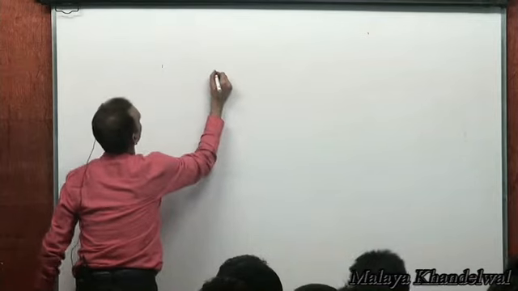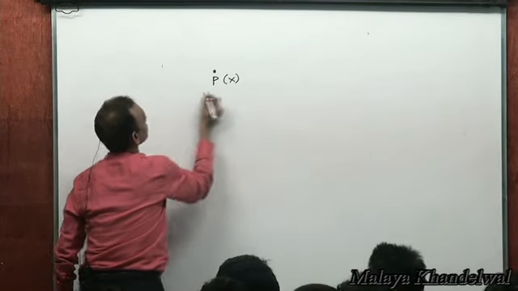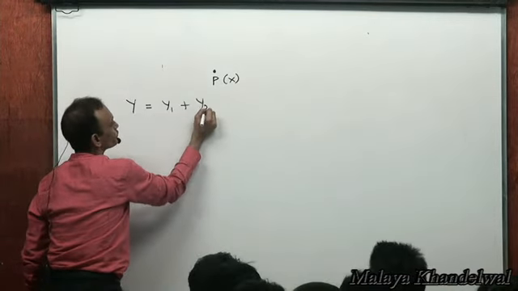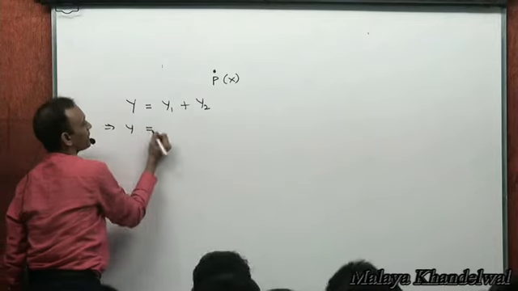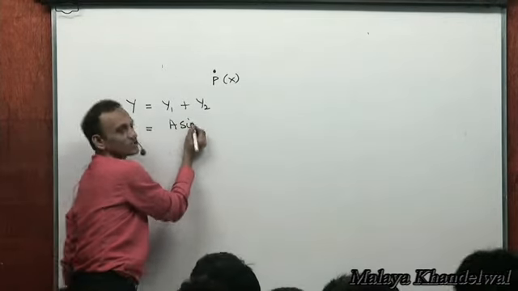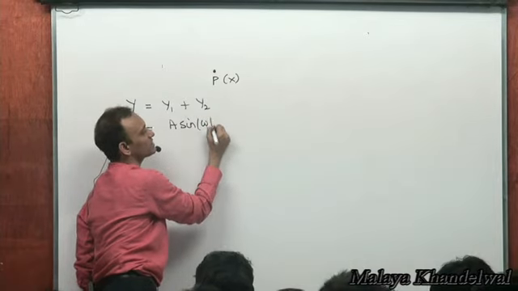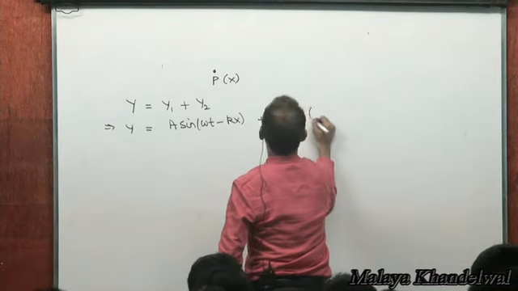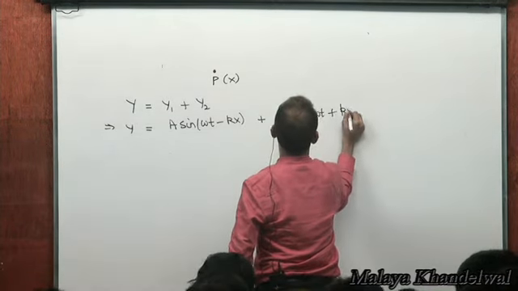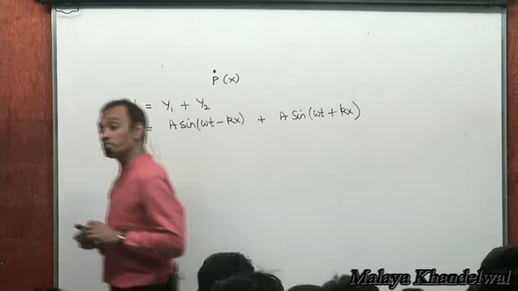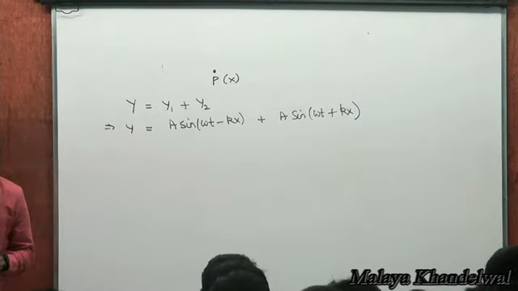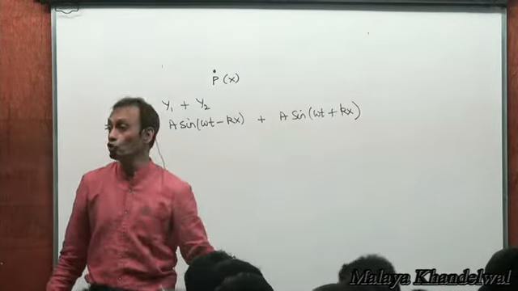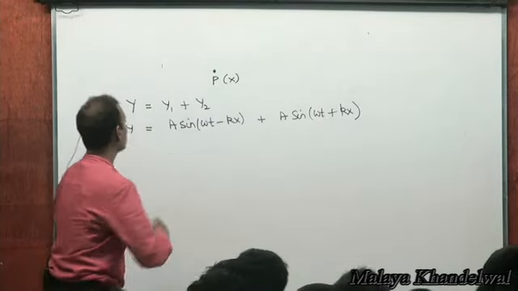So the particle which is at x succumbs to y1 plus y2. Why the displacement of the particle at x? Displacement due to the first disturbance, a sin(omega t minus kx) plus a sin(omega t plus kx). That's a disturbance at various instants of time for this particle at x. I can apply sin c plus sin d equals 2 sin((c plus d)/2) cos((c minus d)/2), right?